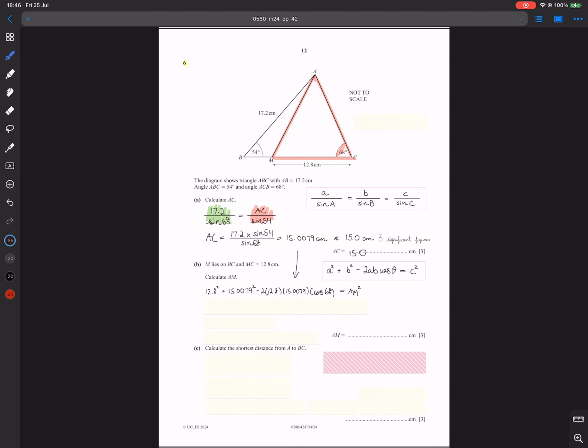So square root both sides, plug it into the calculator, quote it to 4 decimal places again, and then to present the answer to the examiner, we are going to round this off to 3 significant figures, and the answer is 15.7 centimeters. Lastly, the examiner is asking us to calculate the shortest distance from A to BC.